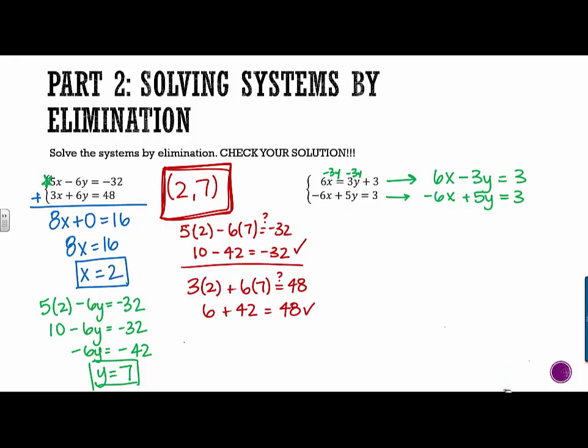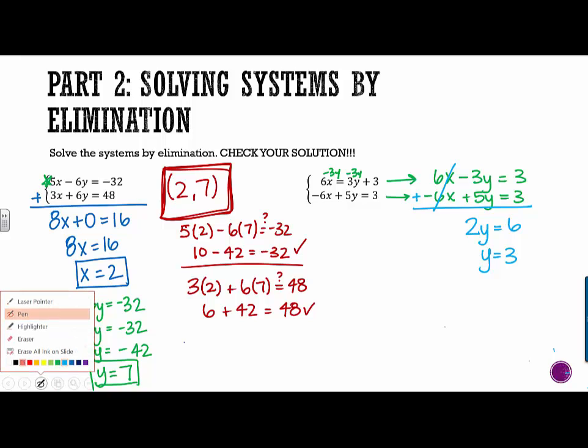So now that they are lined up, I want to get rid of my x's. So because one's positive, one's negative, all I got to do is add these up. My x's go away. I get 2y equals 6. And again, really easy to figure out what y equals. It's a little more work to figure out what x equals.